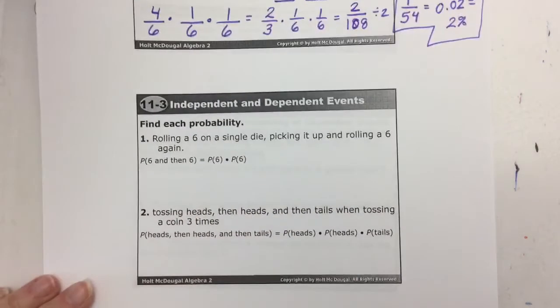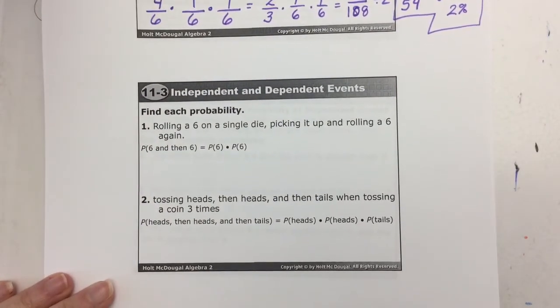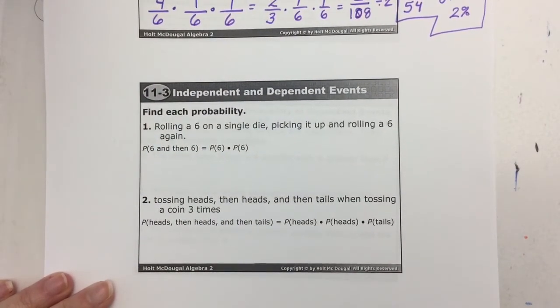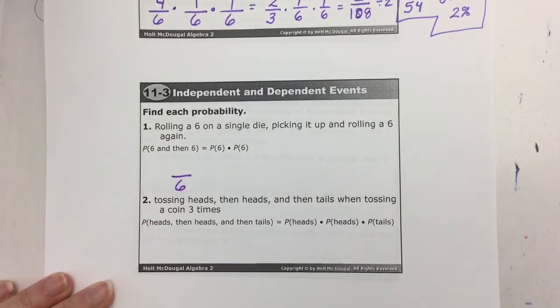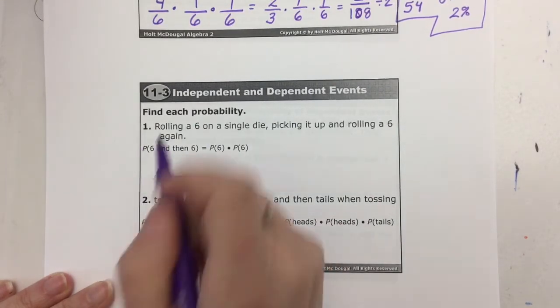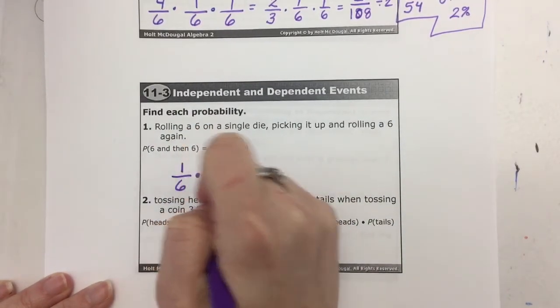Okay, here's a couple more examples just because I'm not here to see your faces and make sure you've got it. So we'll do a bunch, okay? This says the chance of rolling a 6 on a single die, picking it up and rolling a 6 again. So on a standard number cube, there are 6 sides. The numbers are 1, 2, 3, 4, 5, and 6. So if I want to know the chance of getting a 6, there is 1 six out of the 6 sides. I pick it up.